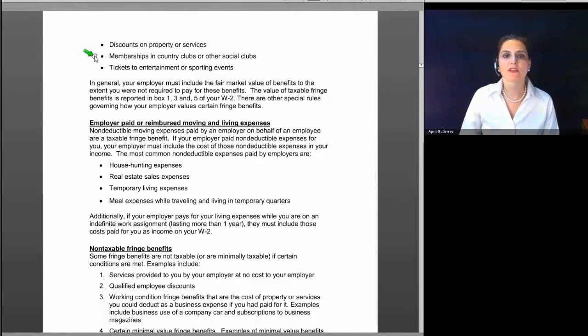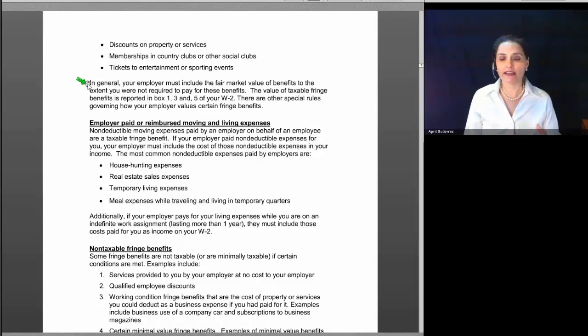Now, memberships in country clubs or other social clubs, that used to be a pretty common thing. Back in the 80s, the 70s, that was a really common thing that employees would receive as a tax-free fringe benefit. But the ability to receive that as a tax-free fringe benefit disappeared under Clinton. I can remember the demise of that particular benefit. There was a lot of discussion on it in the news networks at the time. We're talking the early 90s, that particular fringe benefit became taxable. And finally, tickets that an employee may receive to entertainment or sporting events, those are also a taxable fringe benefit.